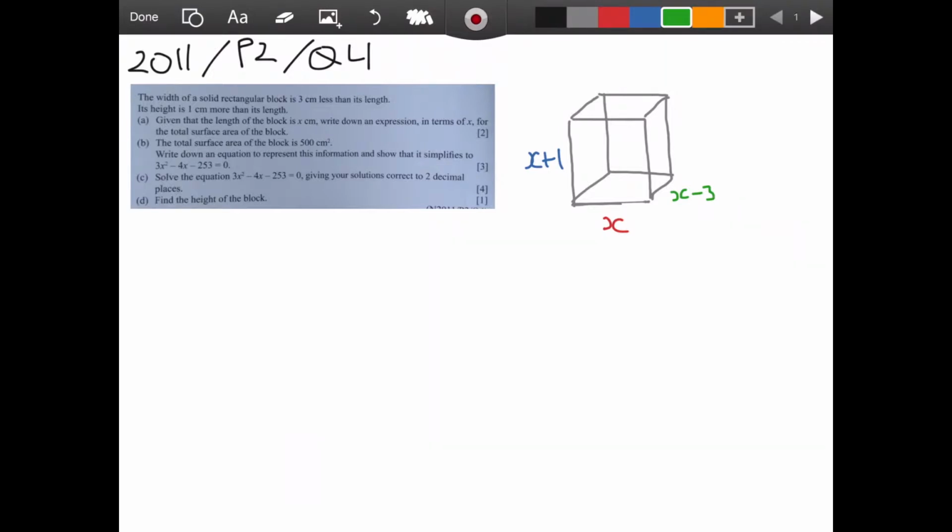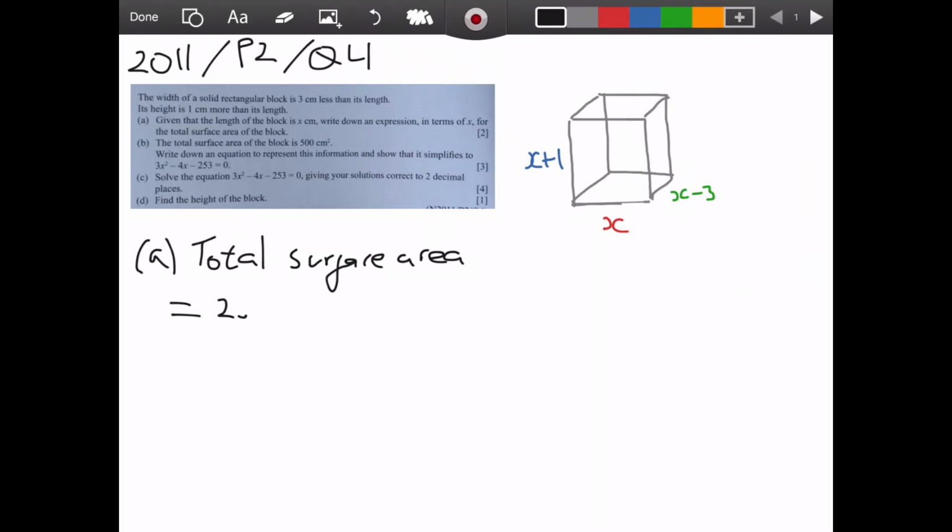Okay, now the question said write down an expression for the total surface area of the block. Okay, part A. So the total surface area, it will be x multiplied by x plus 1. There are two sides, right, that has that. So 2 multiplied by x. Okay, you see over here.